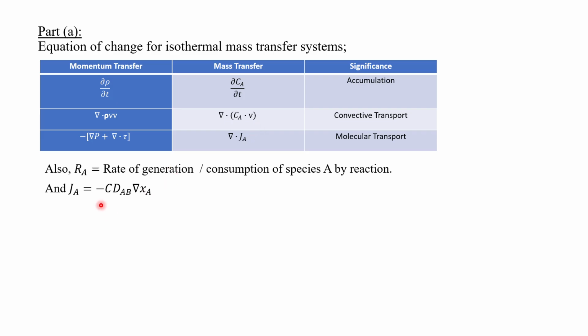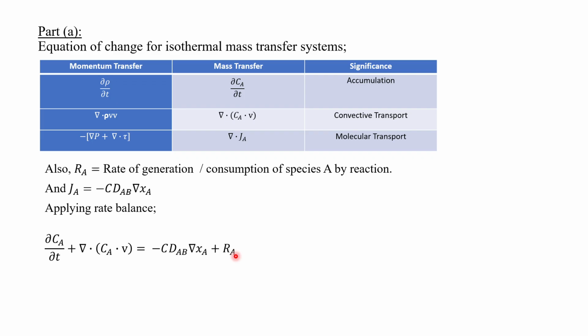If we simplify, it will be minus C dAB grad Xa. Grad Xa will be represented as del Xa by del X, del Xa by del Y, del Xa by del Z. Applying rate balance, because if we go into other coordinate systems, the area will change. So we always take a balance of rate, not flux. This will be the final expression.